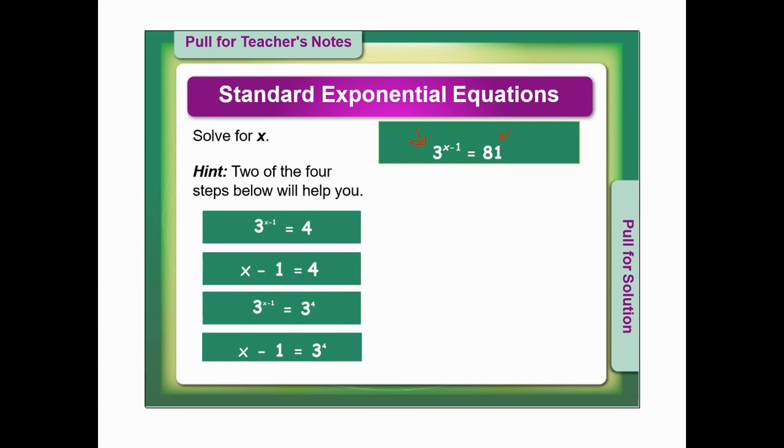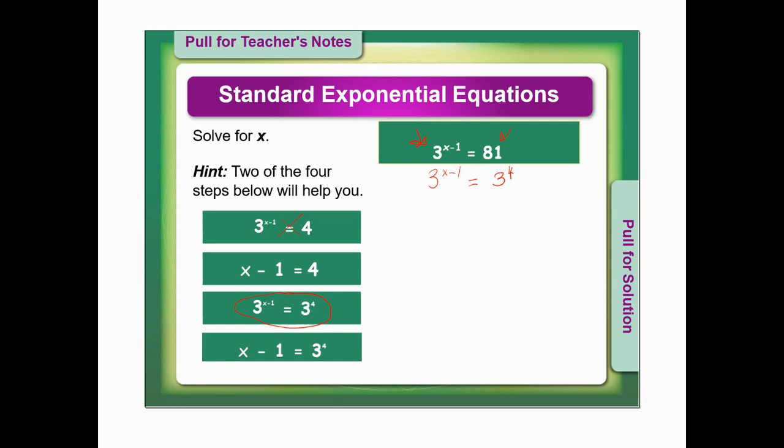So I typed out some hints here that might help us. Which one best describes this expression? Well, 3 to the x minus 1 equals 4, not so much. x minus 1 equals 4, not going to use that. 3 to the x minus 1 equals 3 to the 4th. Well, we have something here because 3 to the 4th is 81. So I'm going to first use this step. So I have 3 to the x minus 1 power equals 3 to the 4th. Again, how I figured that out was 81 is 3 to the 4th power.